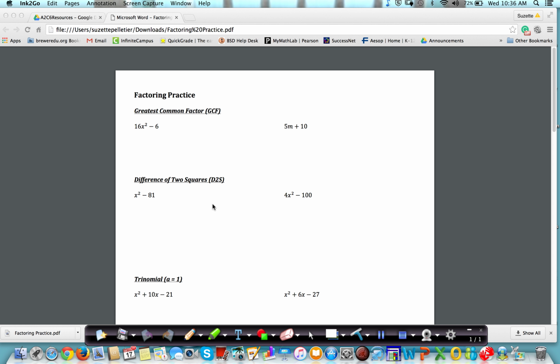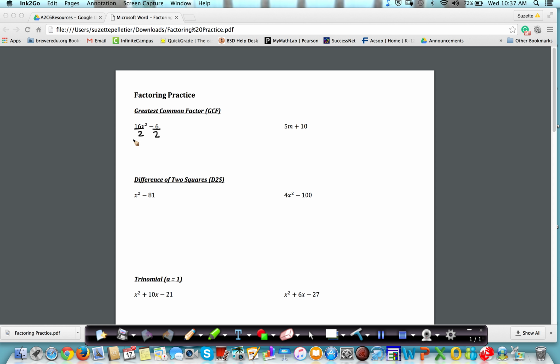Here is a review of all of our different methods for factoring so that you can get a little bit of practice. The first is greatest common factor, and we're going to be focusing in this video on this particular strategy on how to take out a greatest common factor. So we're going to look at these first two, 16x squared and 6, and decide what common factor they have that I can divide out. And I think that they're both divisible by 2.